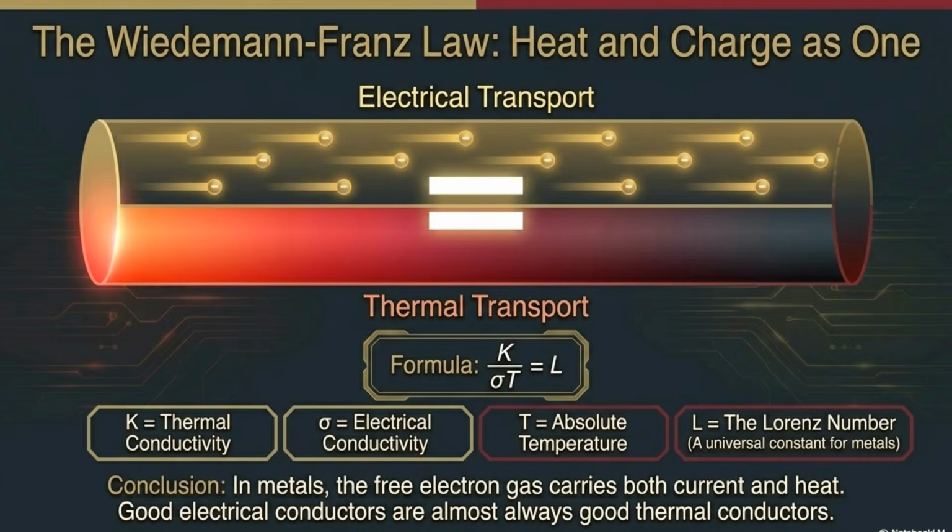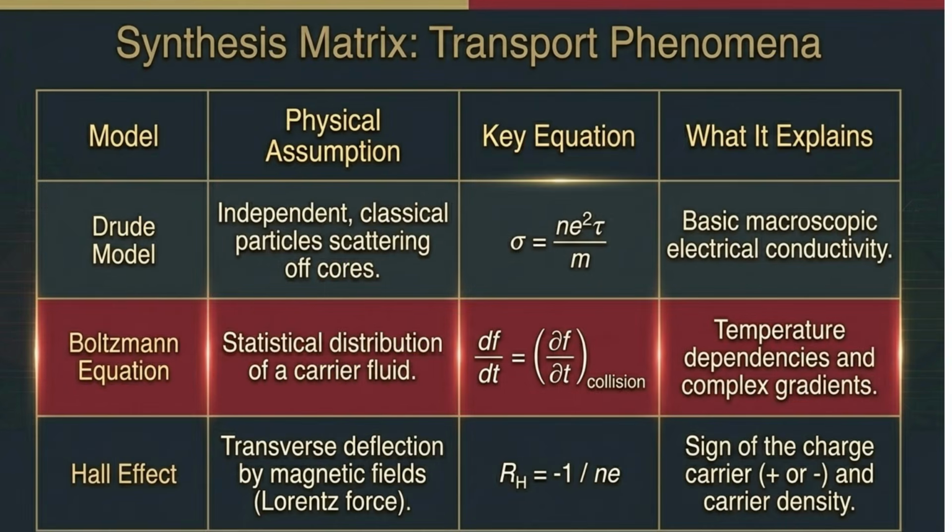The Wiedemann-Franz Law relates thermal and electrical transport. The ratio of thermal conductivity to the product of electrical conductivity and absolute temperature equals the Lorentz number, a constant for metals. This matrix summarizes the three transport models. Drude provides basic conductivity, Boltzmann explains temperature dependencies, and the Hall effect determines the sign and density of charge carriers.